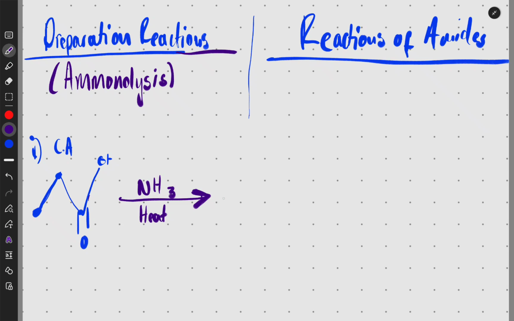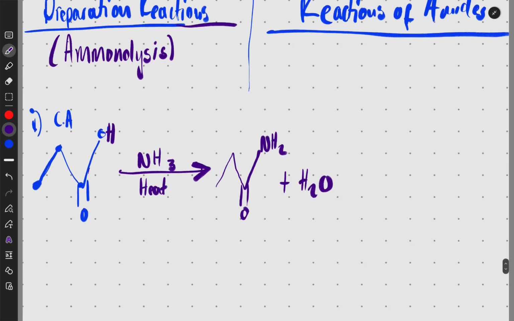So what should you do? It's going to just become like this. This is your double bond, but now this is an NH2. Plus, remember we had 3, we remove 1, we join it with the OH, it becomes an H2O. Oh my goodness, this is beautiful. And this is going to be your amide.